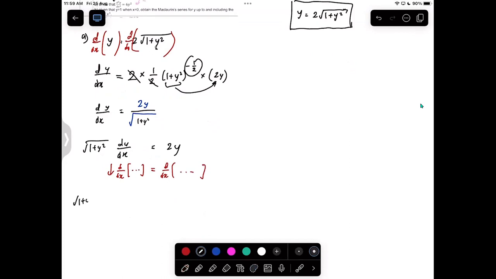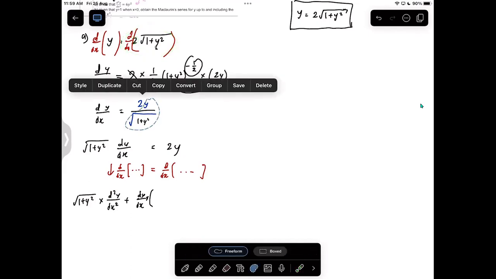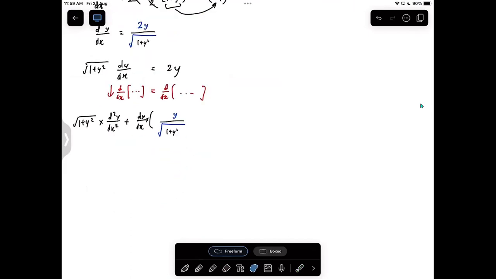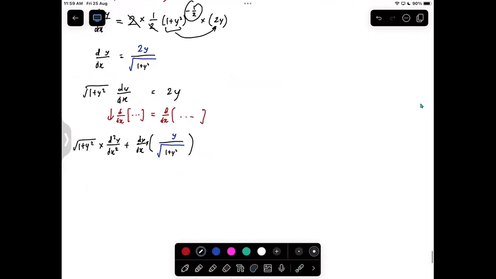So just keep the left guy, differentiate the right guy, plus keep the right guy, differentiate the left guy. So differentiate square root 1 plus y squared. You realize that it's actually almost exactly the same as this guy. It's just no factor of 2, right? So it's really just half of it. So it's just y over square root 1 plus y squared. Do you see how I did that?